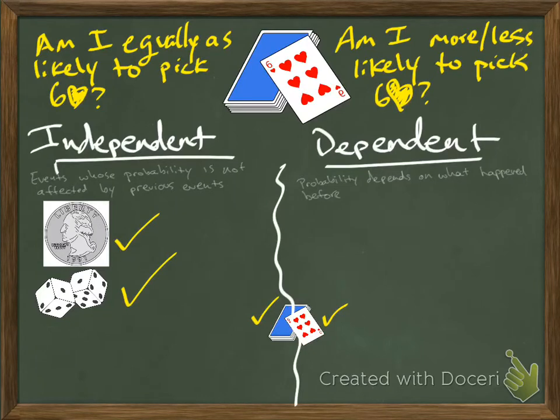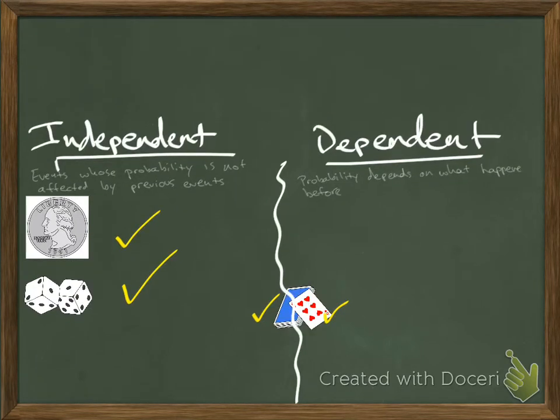Let's move on to another example. In this case, we're going to look at pulling a marble out of a bag, and we're going to pretend like we can't see when we pull them out. So let's pretend we've pulled out a black marble from the bag, and we're going to make a second pick.